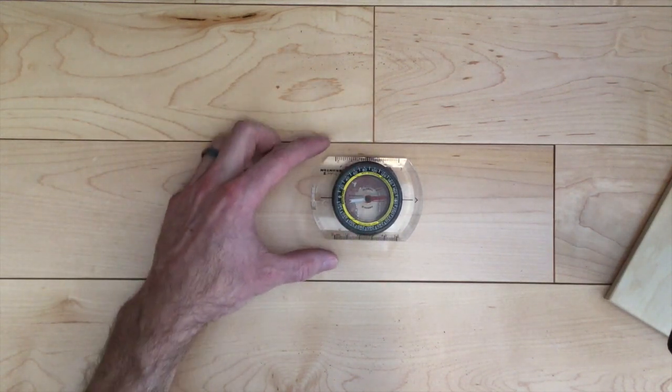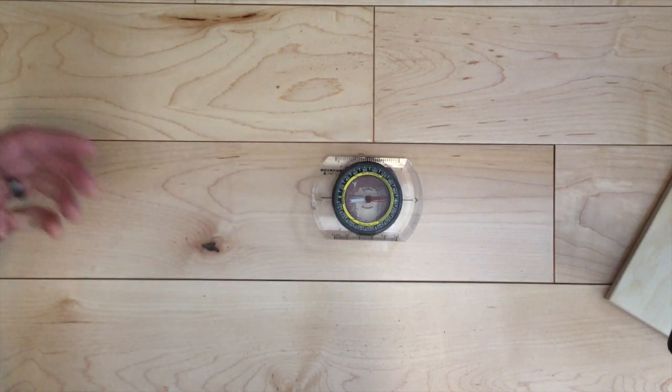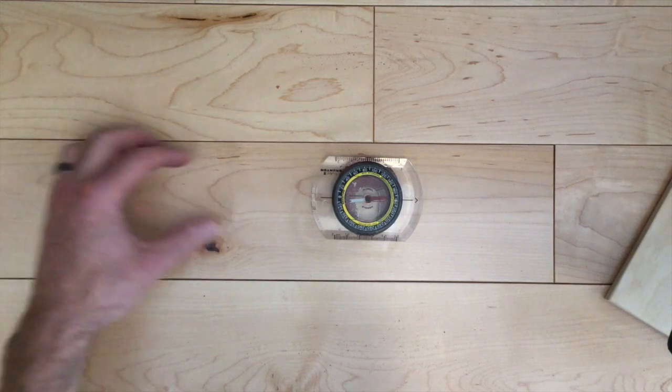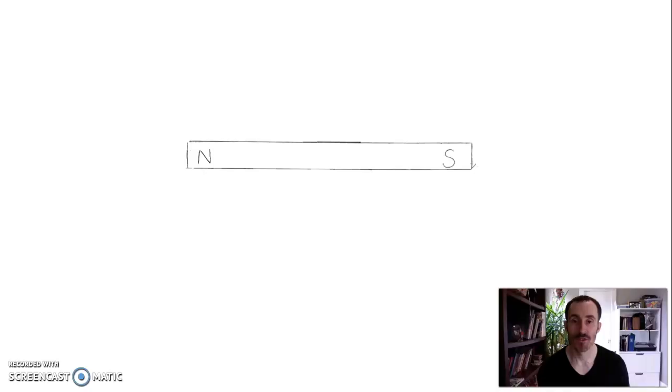So the last thing we're going to do is take what we've learned about the shape and direction of magnetic fields and use it to draw some field diagrams using vectors. So we've seen the shape and direction of magnetic fields using the iron filings and the compass, and now we're just going to put those two things together in a field diagram.